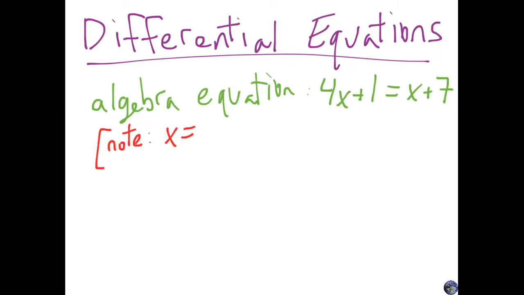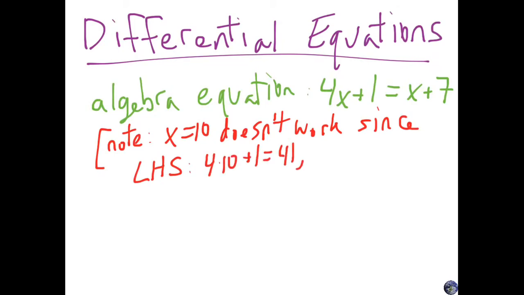Like, for example, if we just looked at, say, x equal 10, that doesn't work, since if you look at the left-hand side, so LHS is my abbreviation for left-hand side, so here's the left-hand side, 4x plus 1. If we just were to try, arbitrarily, x equals 10, just pulling it out of nowhere, you would have 4 times 10 plus 1, that would be 41. However, if you try that same x out on the right-hand side, plugging in again 10 for x, 10 plus 7 is 17. So they did not work out to be equal. It did not make an equality there. So x equals 10 didn't work.